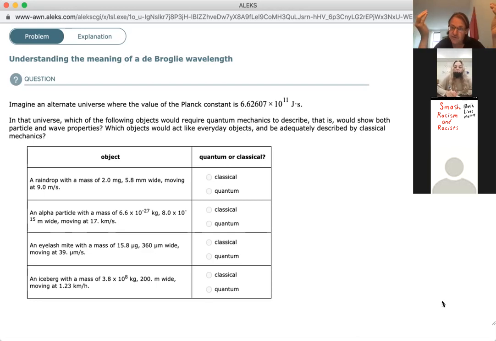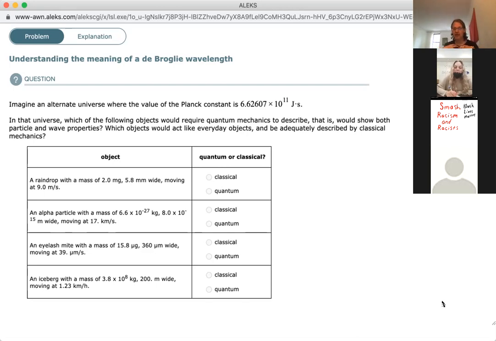And in this universe, h is 10 to the minus 34, but in a different universe, h might be 10 to the plus 11, a completely different value. If you change the value of h significantly, it changes how things behave.